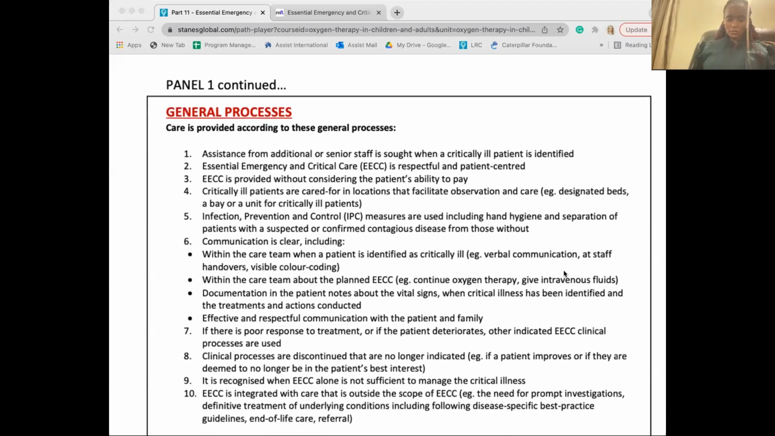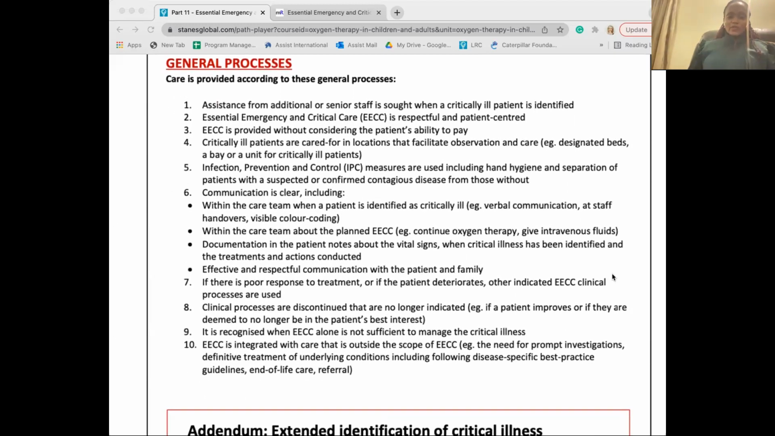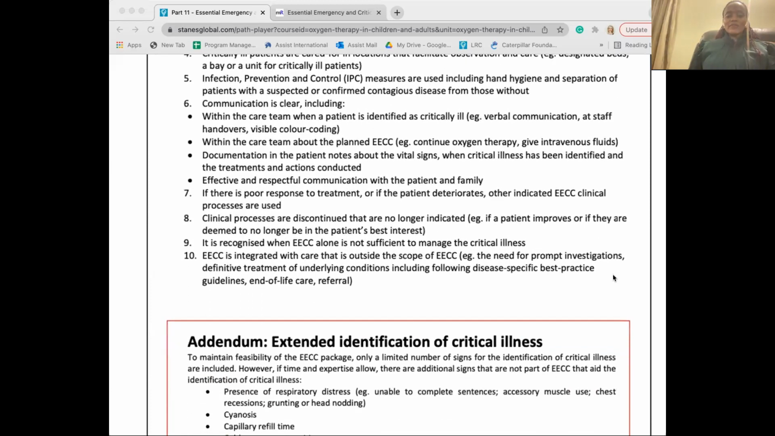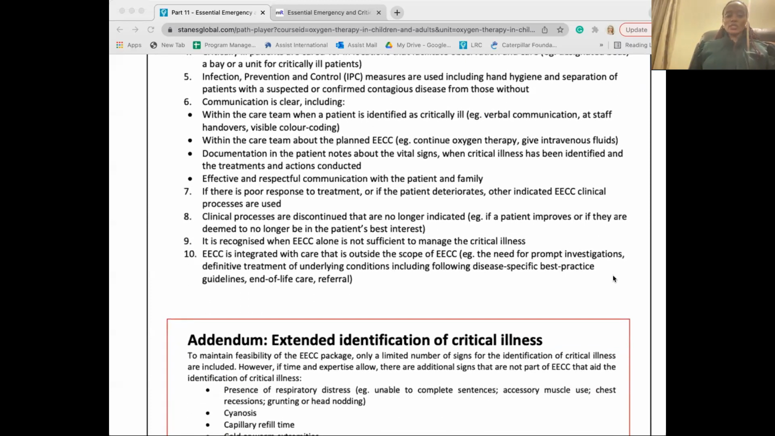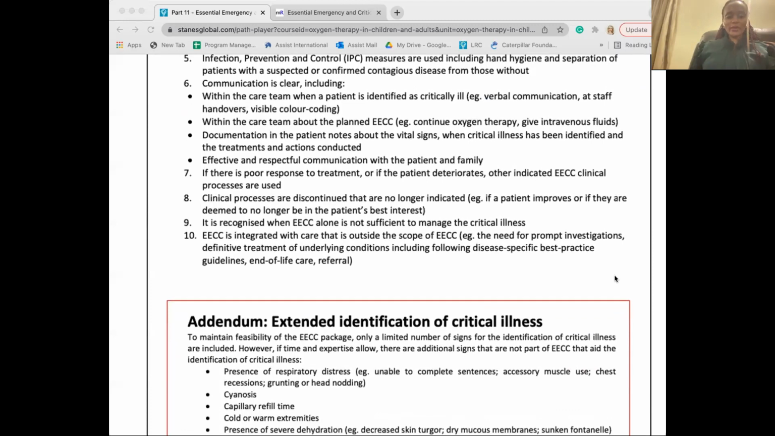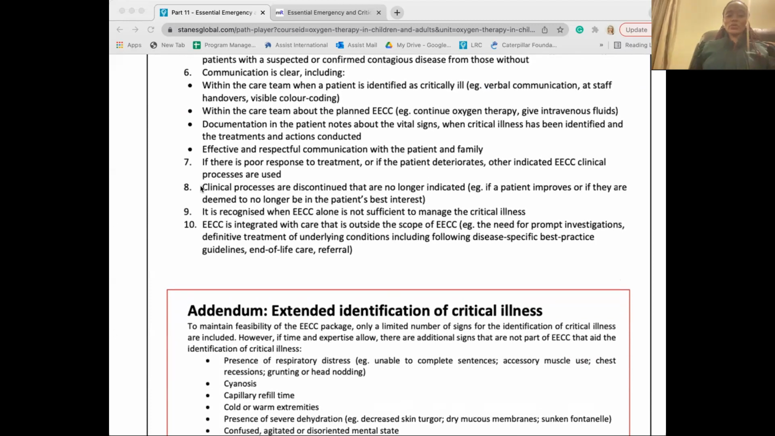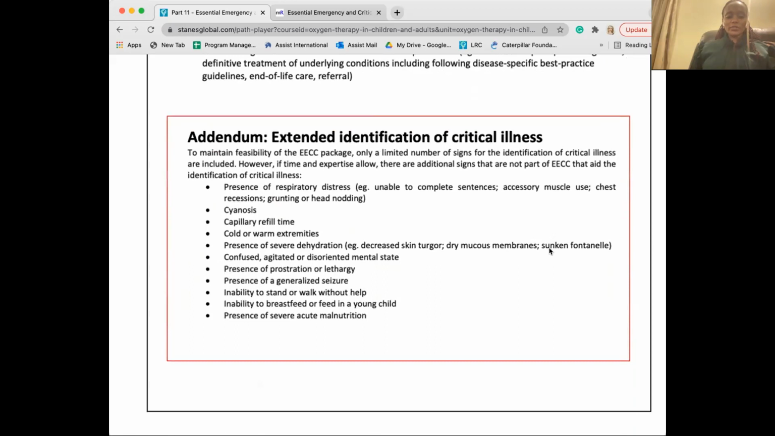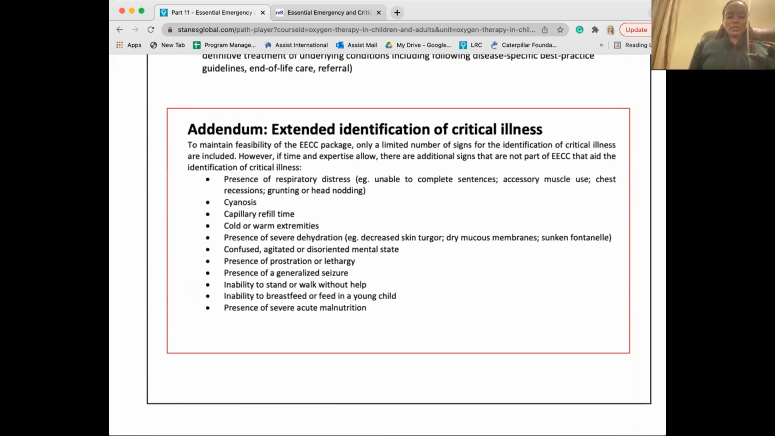Continue. If there's a poor resource setting, is there available treatment? Which clinical processes are discontinued or no longer there? It is to recognize when EECC alone is not sufficient to manage critical illness. And then at the end of it all, we reevaluate and see, have we improved? Do we need any definitive treatment? Do we have any investigations to add? You can go down. This I'd already talked about in the clinical signs.